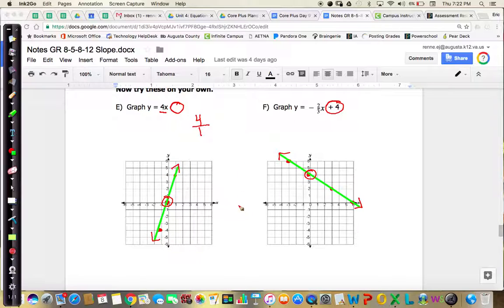So that concludes our part 3 notes on slope with an equation, graphing slope with an equation only, and not making a table.